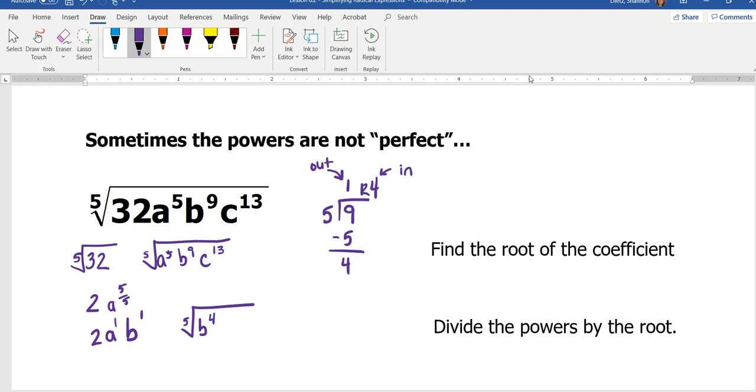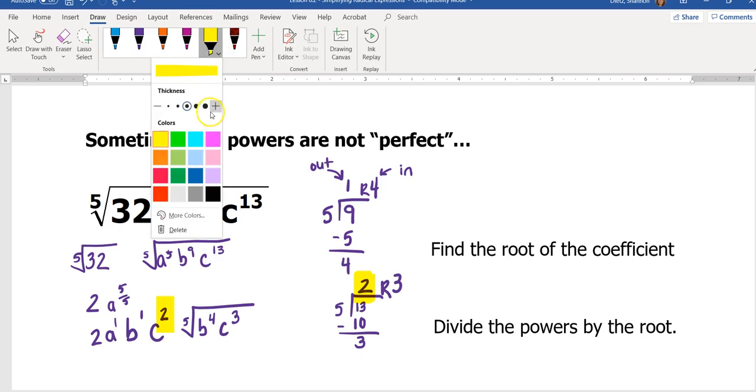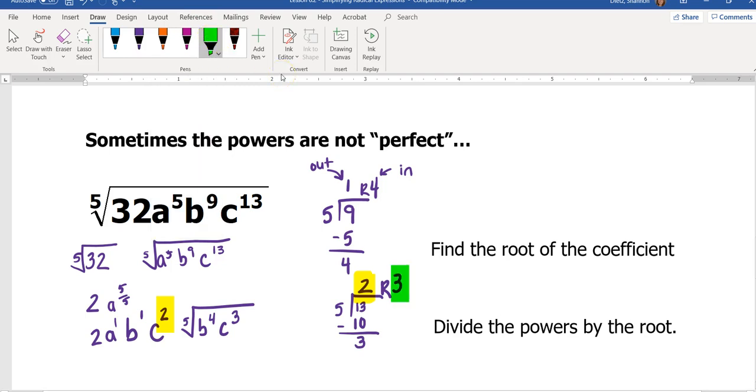Let's try this last one here. So c to the 13th. So I'm going to take 13 and I'm dividing it by my root, which is 5. So 5 goes in fully twice. That means my exponent on the outside will be 2. 5 times 2 is 10. I'll subtract those. And my remainder now is 3. So that means I have a c to the 3rd still on the inside. So the number that comes out fully, that exponent comes out. The number that is remaining, that remainder, that stays on the inside.